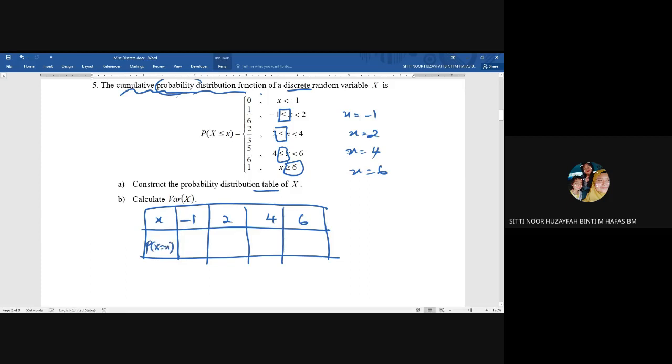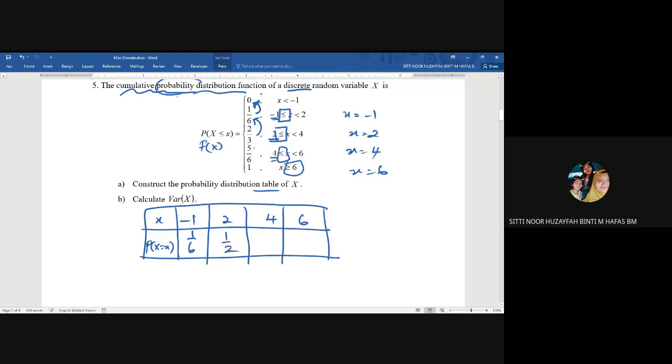So what do we have in the function here? This is capital F of x, which means the cumulative probability. So to find the probability, we just subtract the previous cumulative probability. For x equal to negative 1, the probability is 1 over 6 minus 0, which is 1 over 6. For x equal to 2, 2 over 3 minus 1 over 6, which is 4 over 6 minus 1 over 6, will be 3 over 6 or 1 over 2.